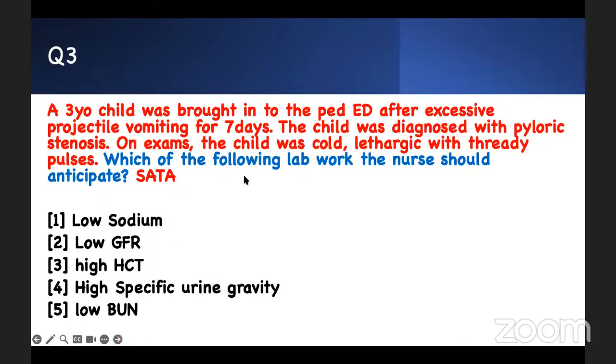Same strategy, right? Which of the following lab work, again, I keep on using lab work. I was in a hurry trying to see some questions. Sorry, I was late. The next one: you anticipate, select or apply. We've seen this in the morning, but in a different form. I tried to reframe it again so that you can see. A three-year-old child was brought into the pediatric emergency room after excessive, projectile vomiting for 7 days. The child was diagnosed with pyloric stenosis. On examination, the child was cold, lethargic, with tready pauses. Which of the following lab values would you expect?